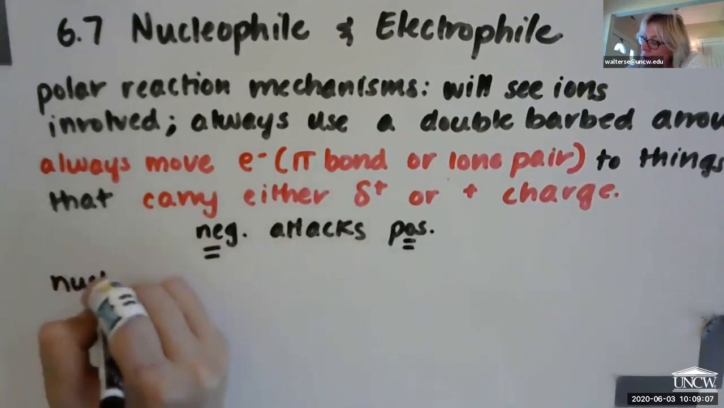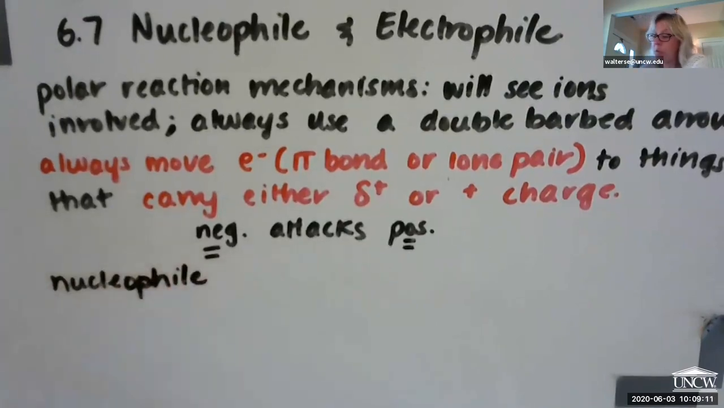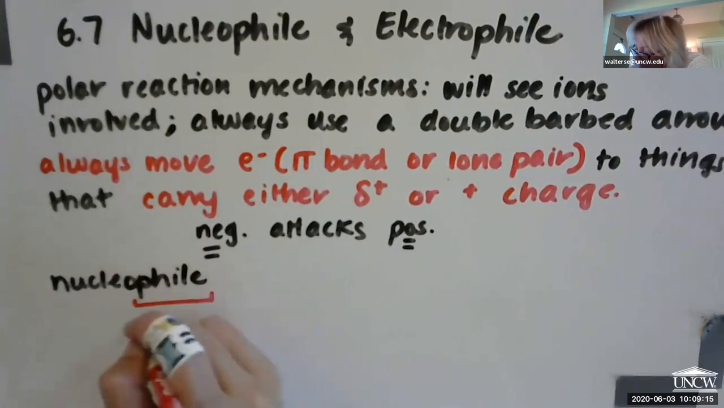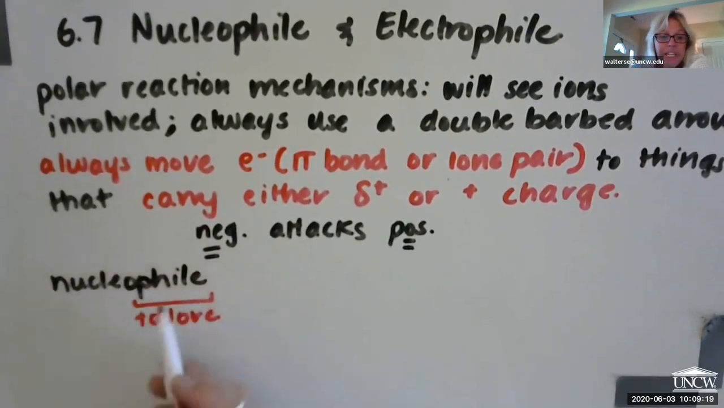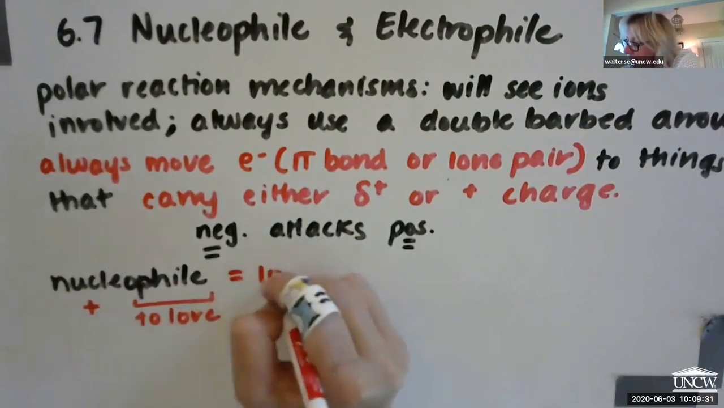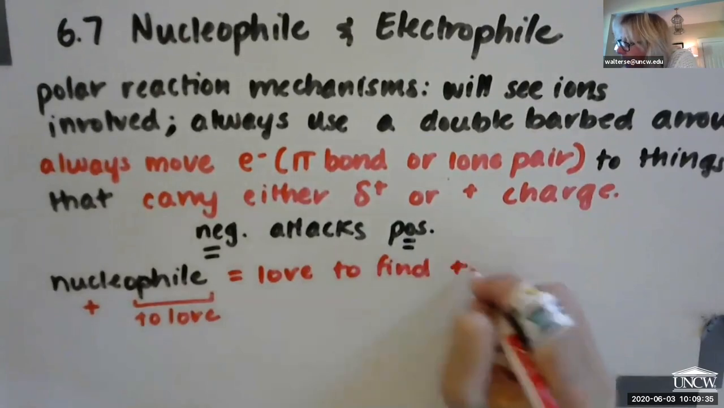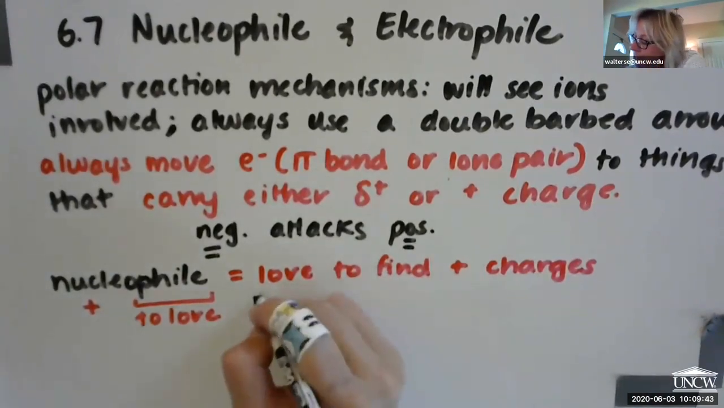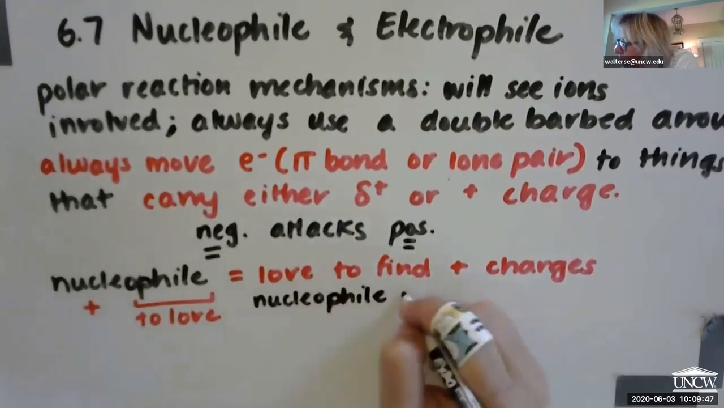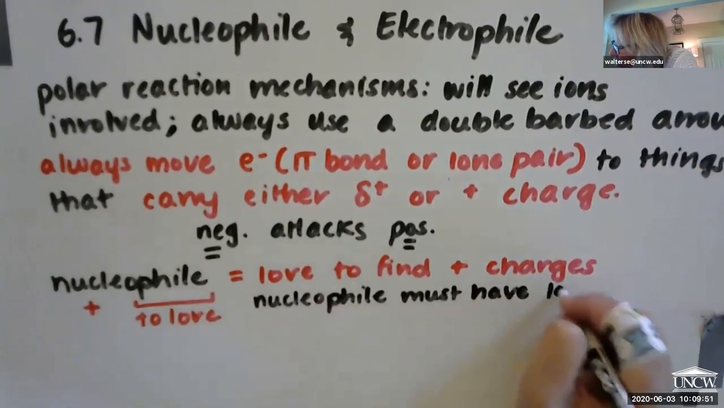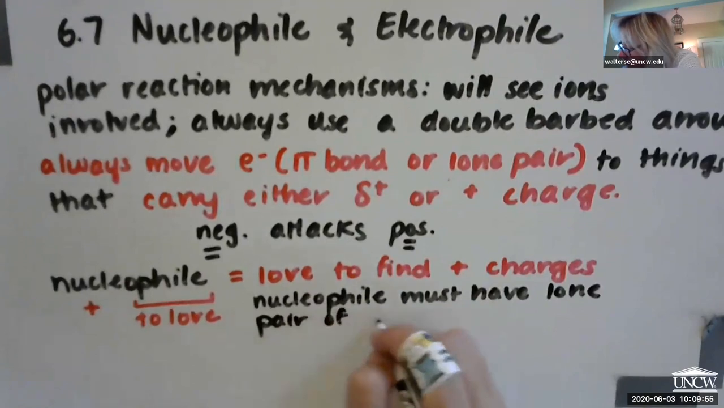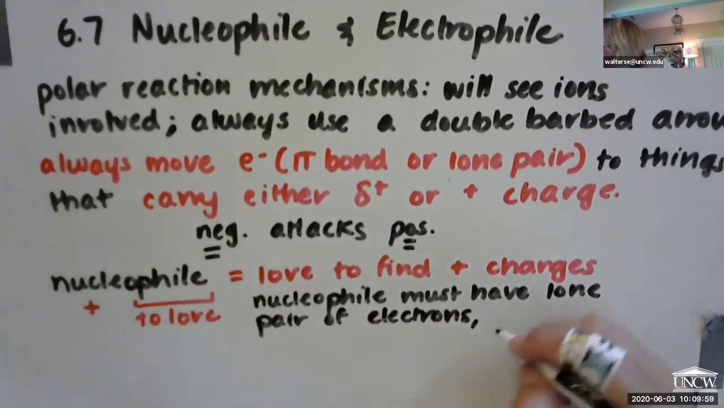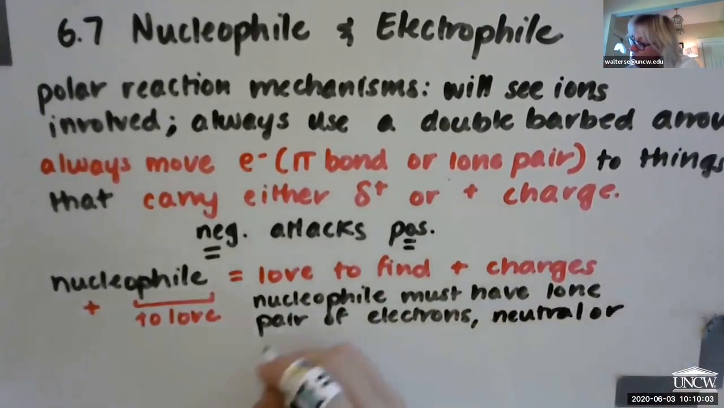Now we can define the nucleophile. The word nucleophile, phile means to love. So this word means to love a nucleus. The nucleus is positively charged, so nucleophiles love to find positive charges. Your nucleophiles must have a lone pair of electrons. They can be neutral or negatively charged.